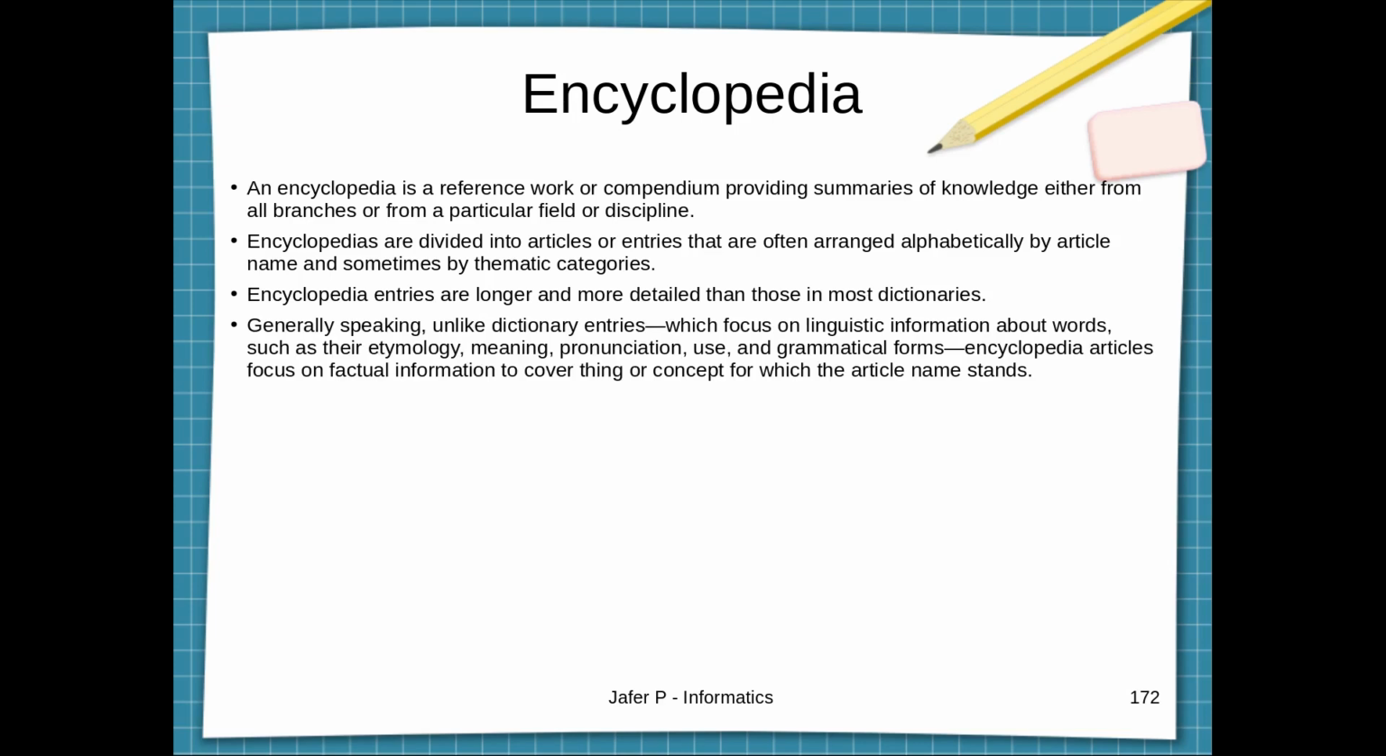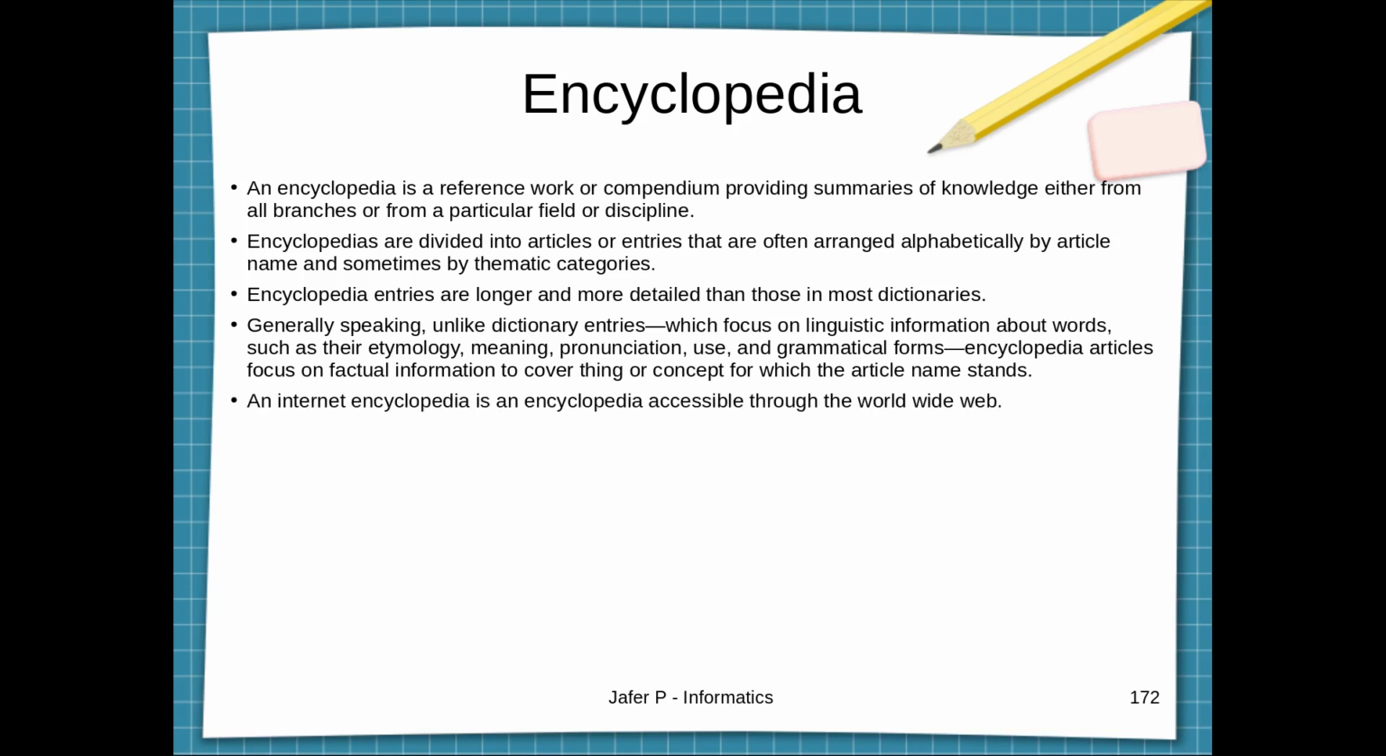Generally speaking, unlike dictionary entries, which focus on linguistic information about words, such as etymology, meaning, pronunciation, use and grammatical forms, encyclopedia articles focus on factual information to cover the thing or concept for which the article name stands. Suppose you want to see the meaning of a word, you will get linguistic information, with a limit on the information. But in an encyclopedia you will get a long description, detailed information for a word or a topic.